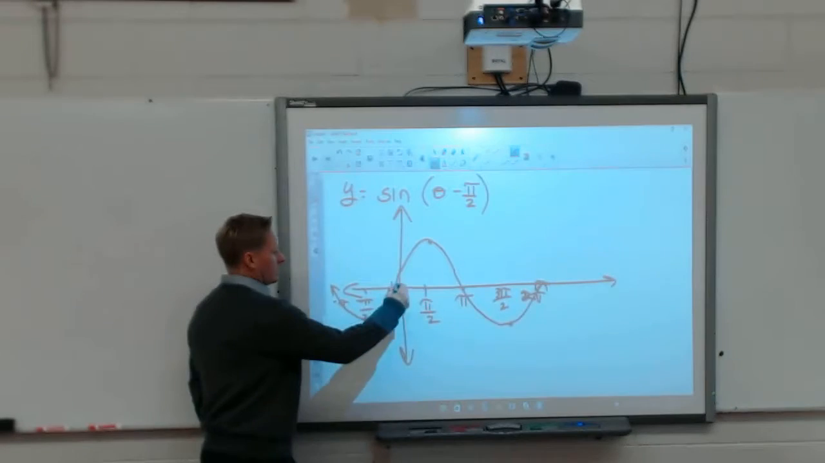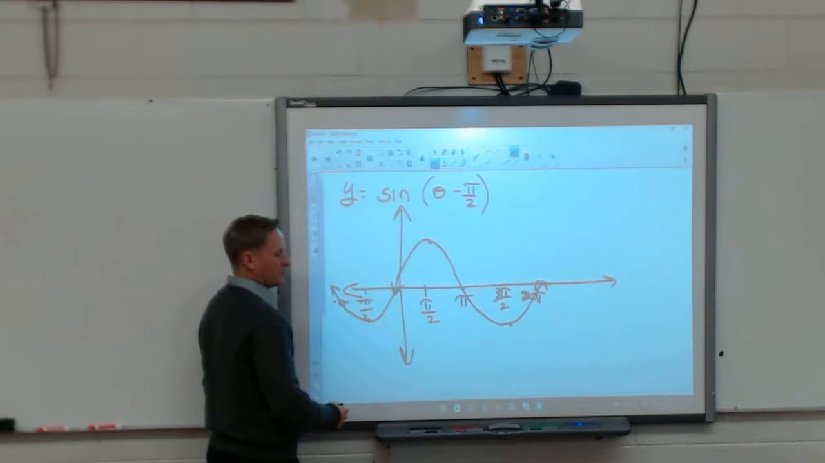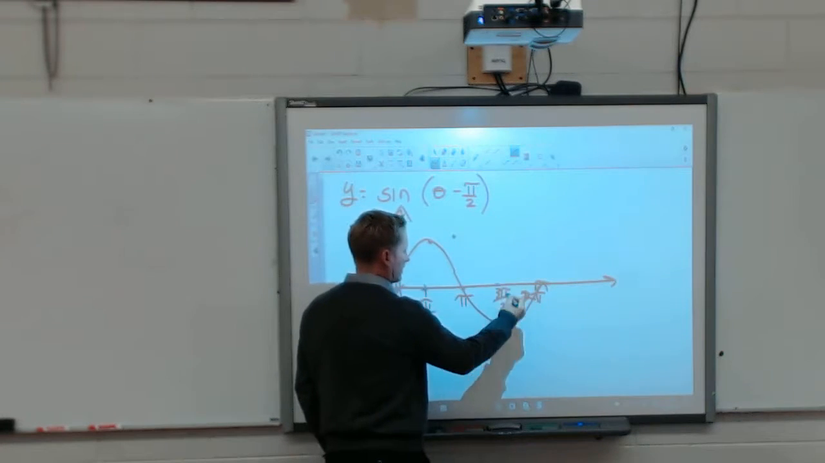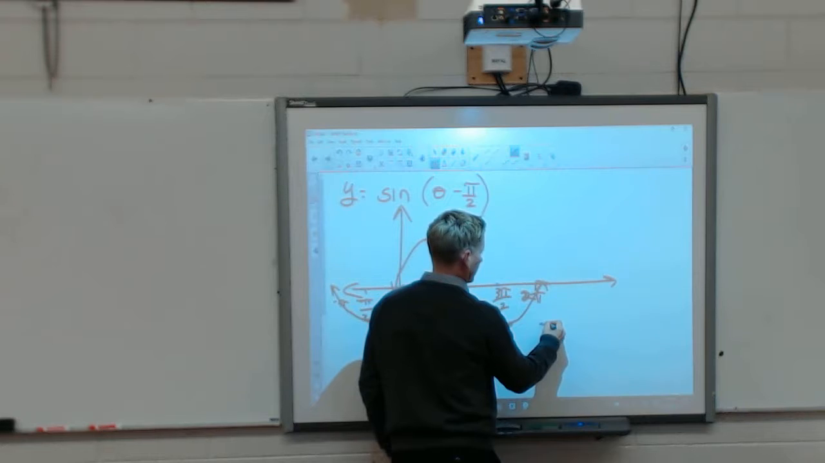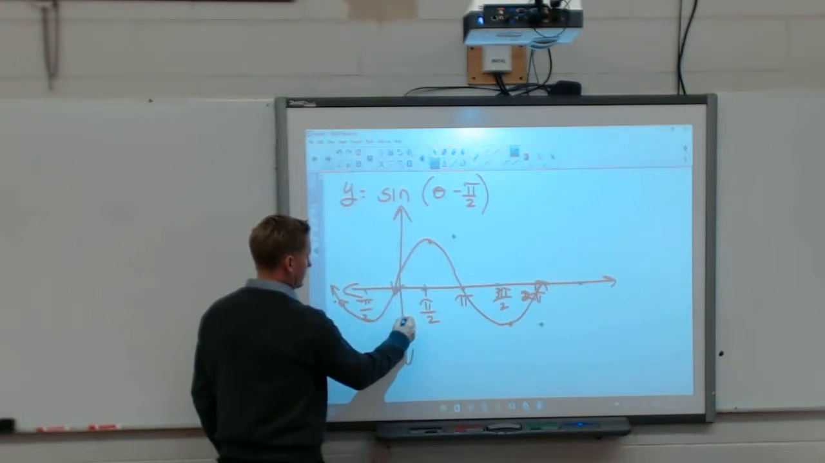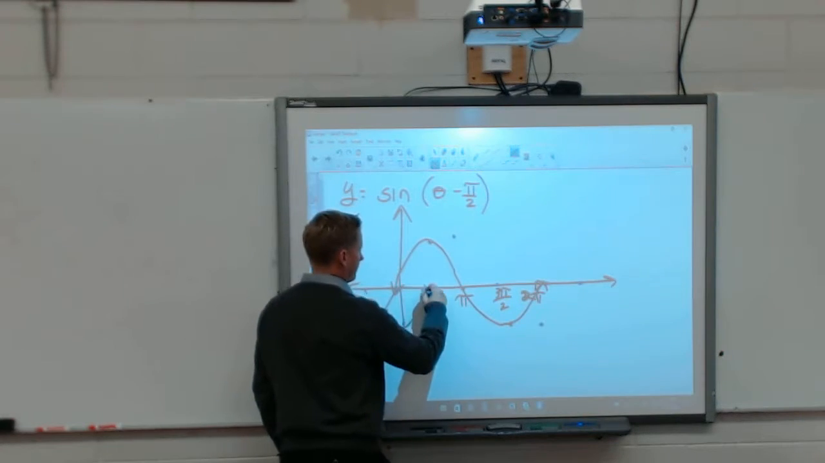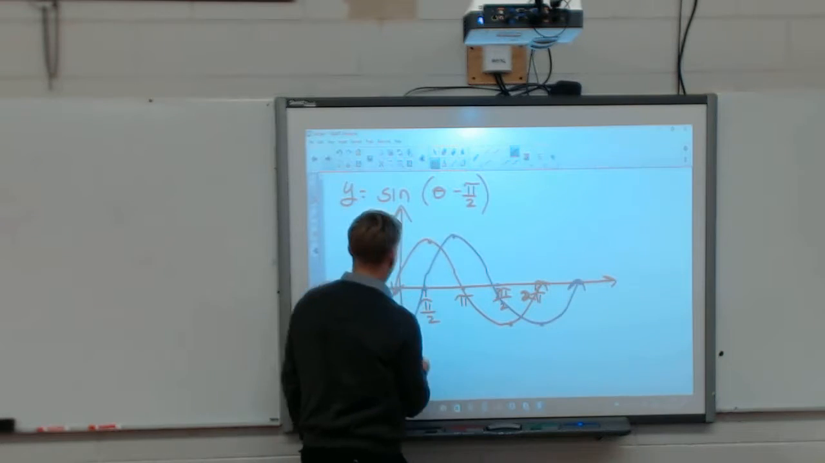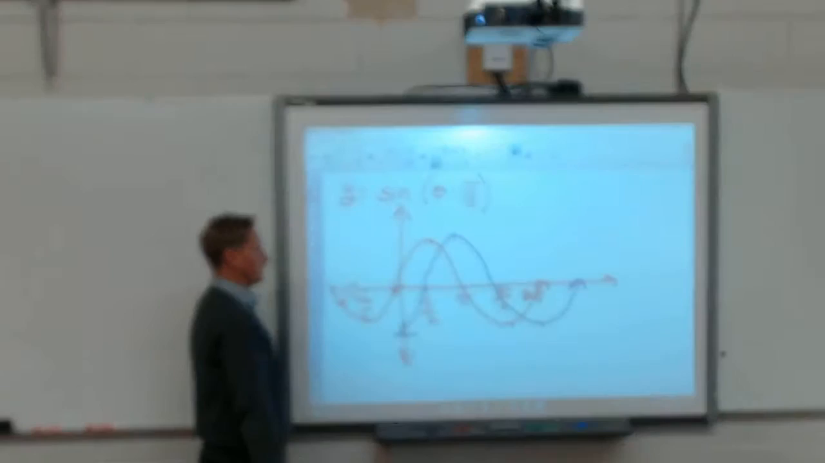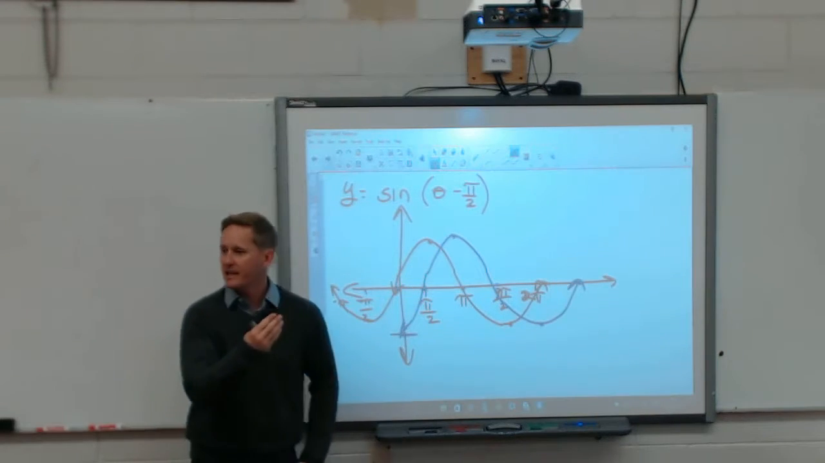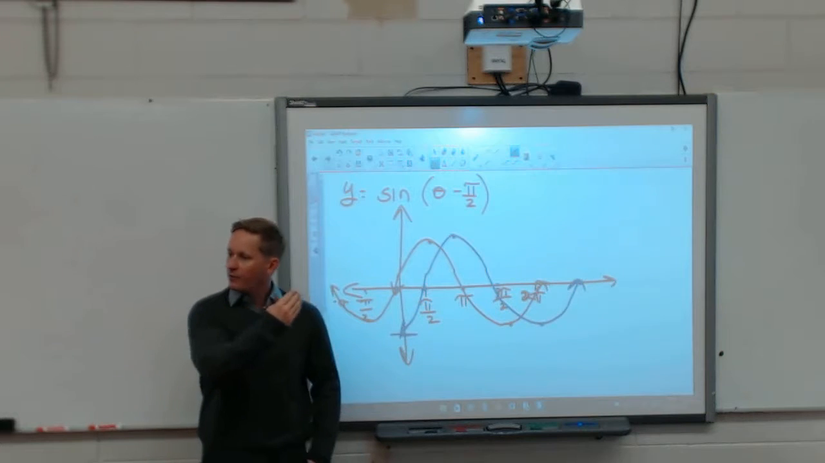All right, so this was my starting point right here. Which way do I move it? Right to there. This guy moves to here. This guy moves to here. This guy down here moves to there. This guy would move out here. And then this guy would move right here. So this graph, pi over 2 to the right, would look like that. So I move everything, all my 5 key x values, pi over 2 to the right.